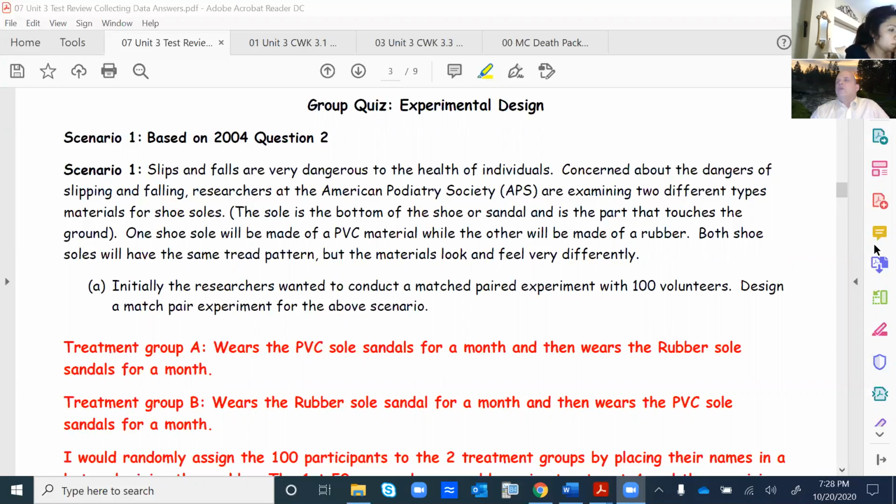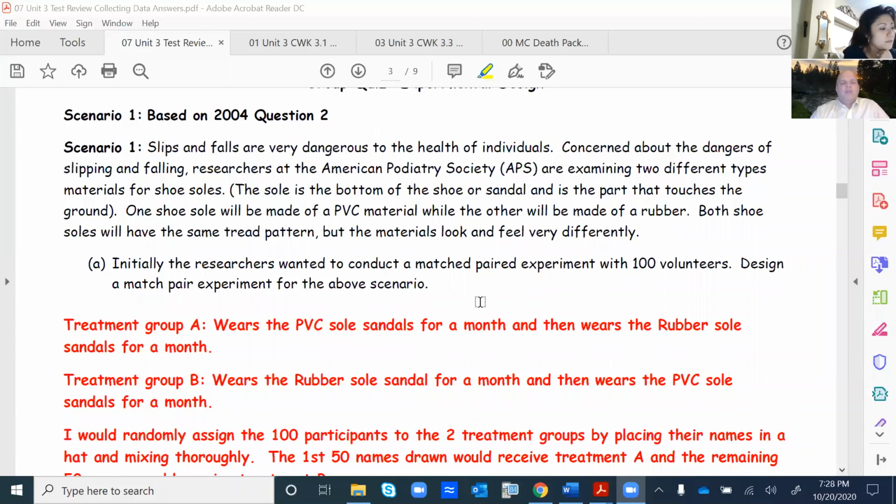All right, so we have material that looks differently, but the same pattern. So initially, the researchers wanted to conduct a match paired experiment with 100 volunteers. Design a match paired experiment for the above scenario.